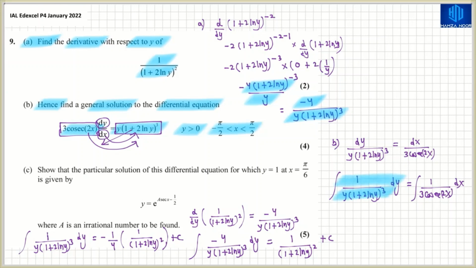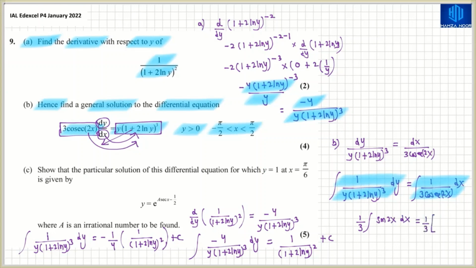And now I'm going to do some separate working for integrating 1 upon 3 times cosec 2x with respect to x. So 1 upon 3 times cosec 2x basically means that we have 1 over 3 as a constant on the outside, and we are integrating 1 upon cosec 2x with respect to x, which means that we are integrating sine 2x with respect to x. So 1 over 3 as a common term outside, and we are going to integrate sine 2x with respect to x.